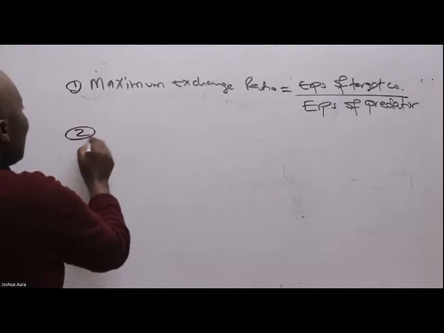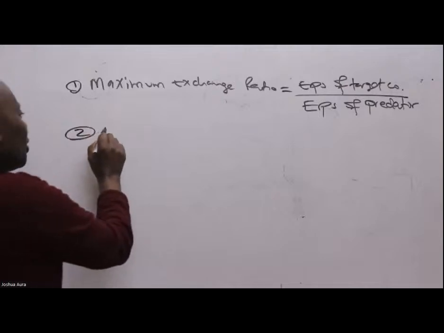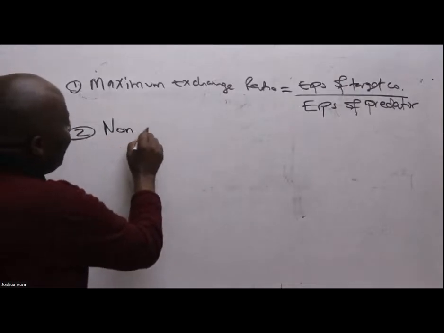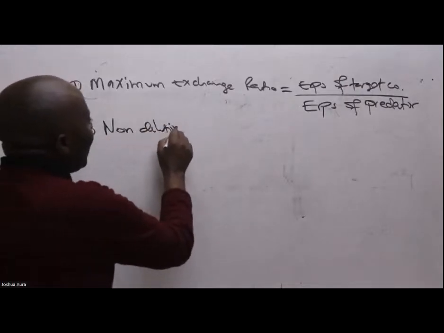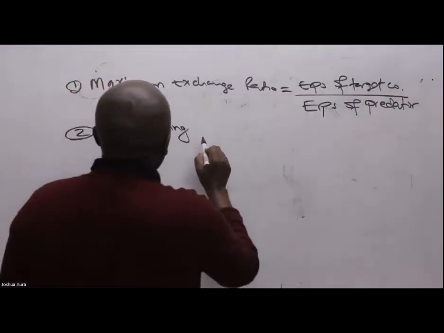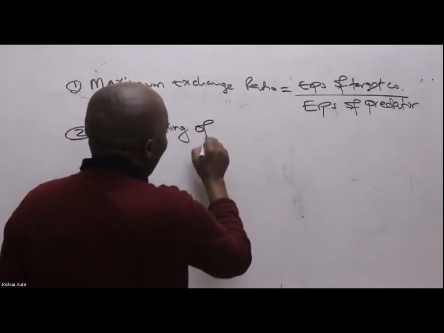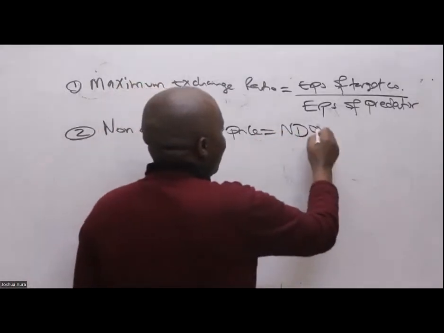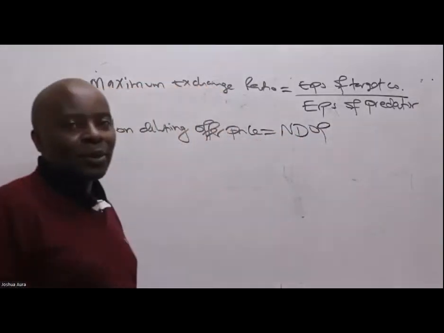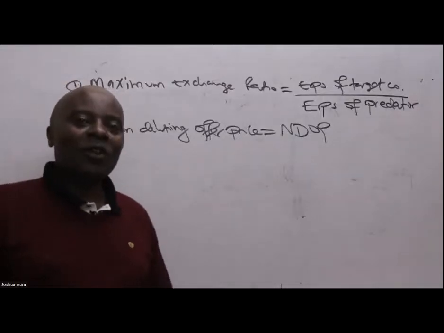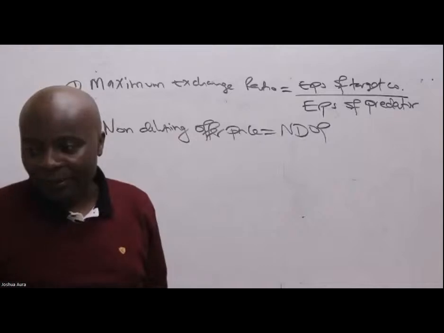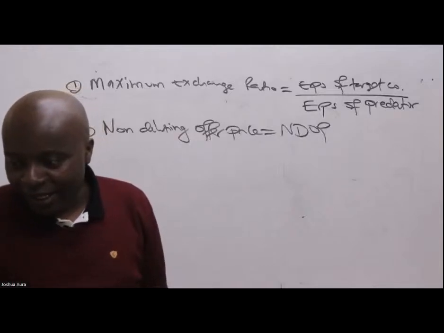I would want to see whether there is anybody who can remember the formula of getting the non-diluting offer price. Non-diluting offer price. This is what we called in this case NDOP. I'm so sure there are students who, when they pronounce this kind of a word, will not be able to pronounce it, but we shall overcome. All of us are Kenyans.